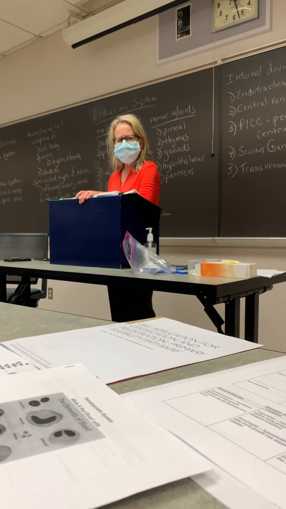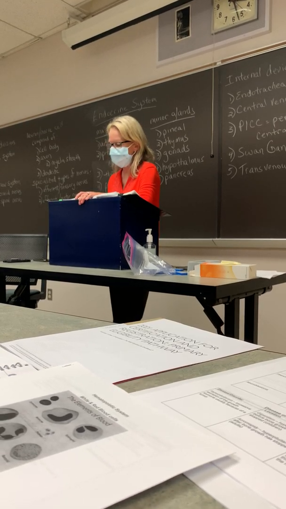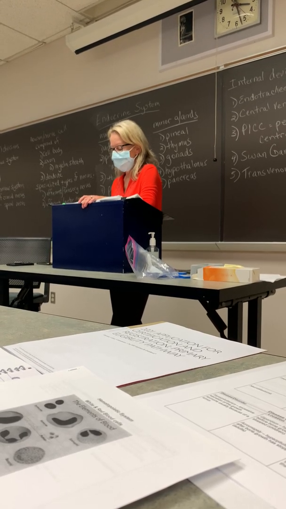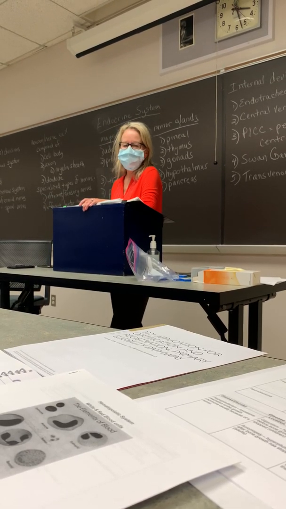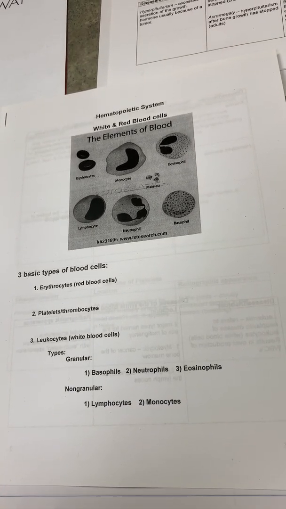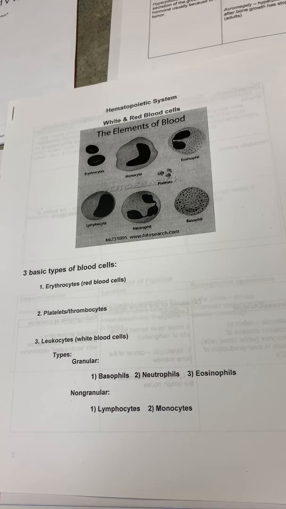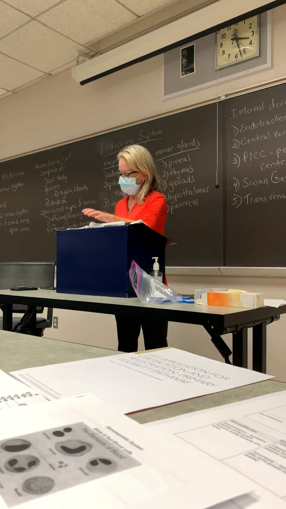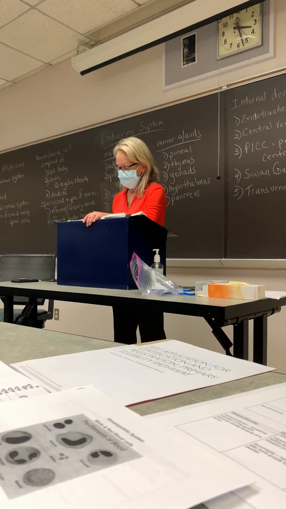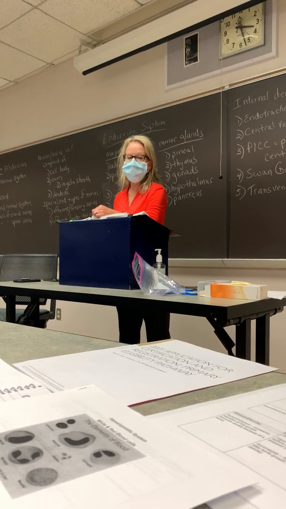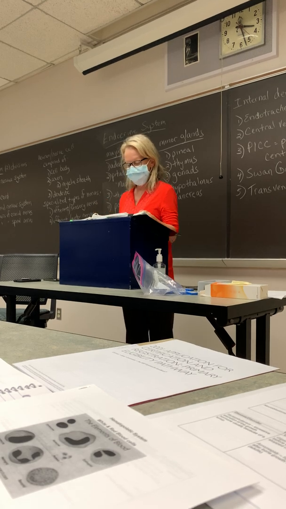Okay, evidently you have a handout for the hematopoietic system, which is your blood vessel system. You have it? Three basic types of blood cells. I wrote it down on the handout. Okay, so you need to know the 3 basic types. The first one on your list is erythrocytes, which are red blood cells.